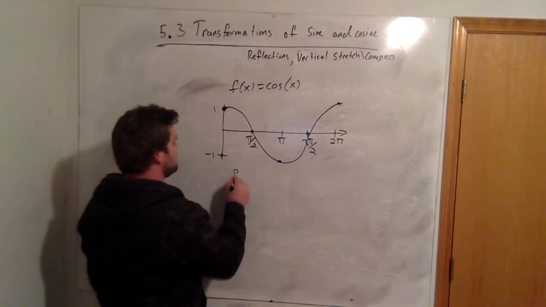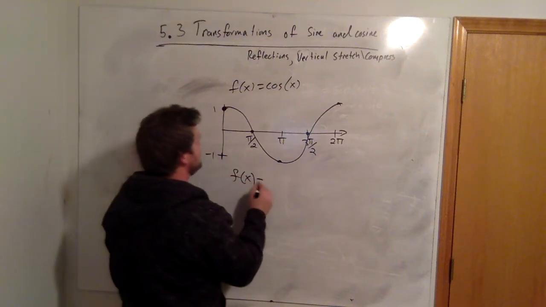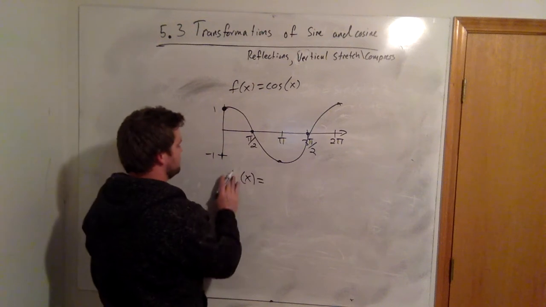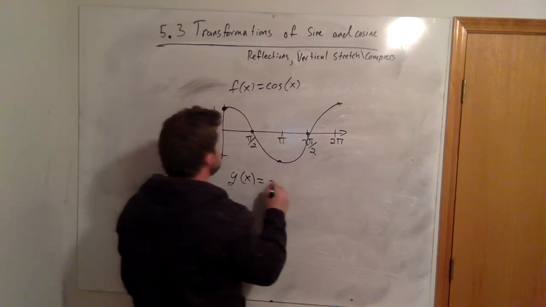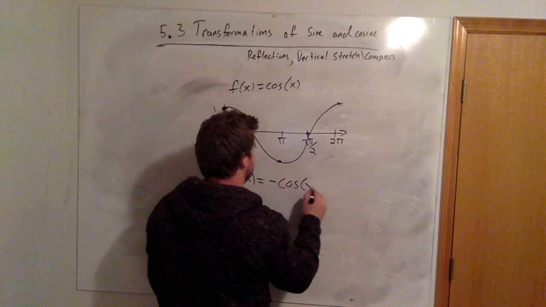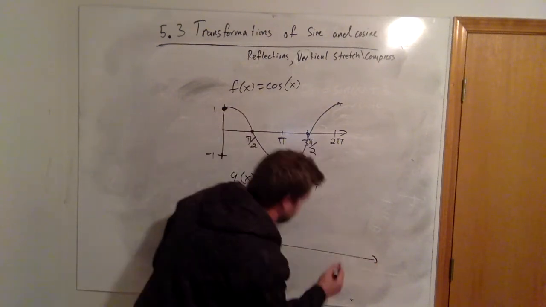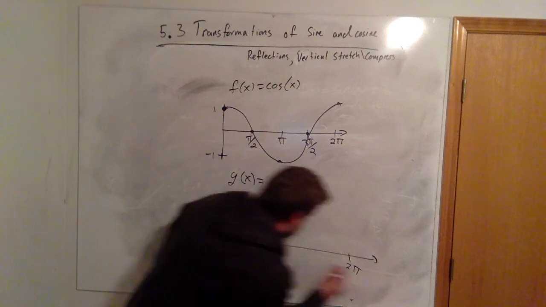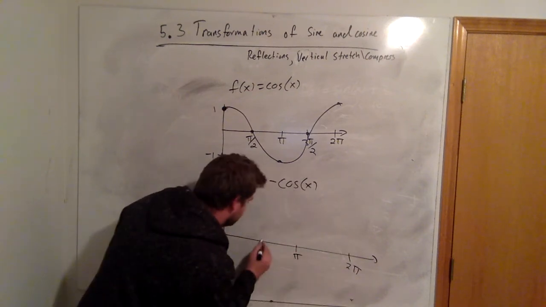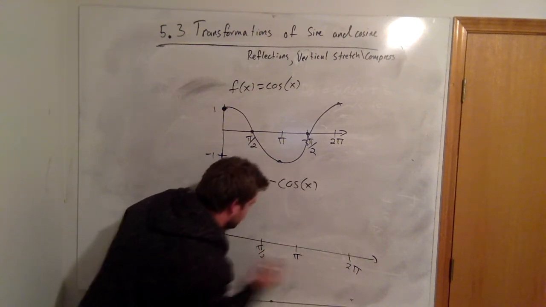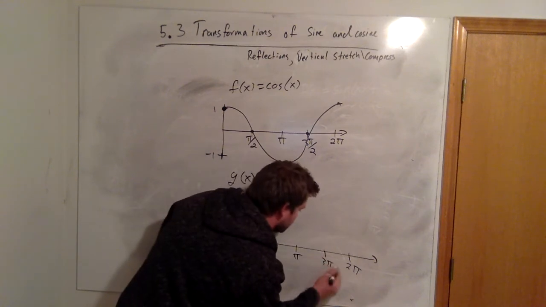Now let's graph, how about we call it g of x? Something different. Let's put a negative out front. Negative cosine of x. So what's that going to do to my graph? 2 pi. Here's pi. Here's pi over 2. 1, 2, 3 pi's over 2.